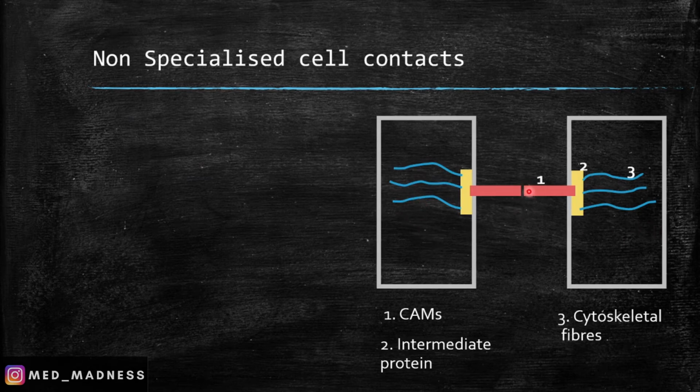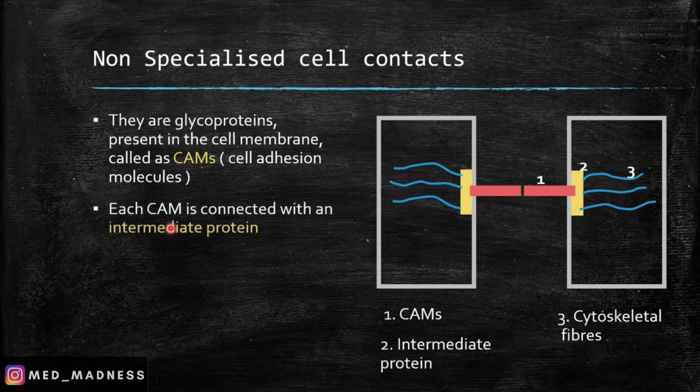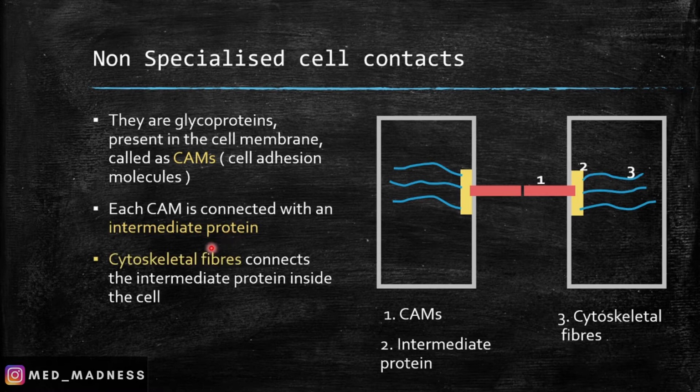So here is a glycoprotein that is attaching the two cells. This is nothing but cell adhesion molecules. And this cell adhesion molecule is connected with an intermediate protein inside the cell. So number 2 here is an intermediate protein, and this intermediate protein is going to connect with cytoskeletal fibers inside the cells. So the CAM is connected with the intermediate protein, and the cytoskeletal fibers connect to the intermediate protein inside the cell. So this is about the non-specialized cell contacts.